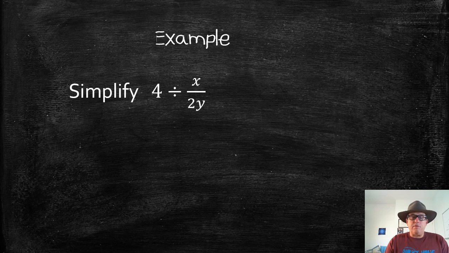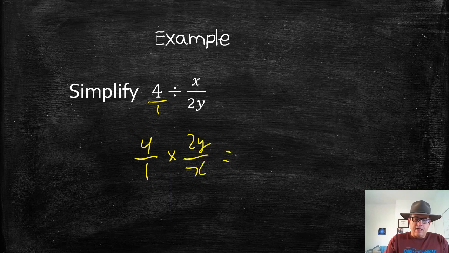Okay, another example. Remember, whole numbers are fractions, right? This is 4 over 1. So I have 4 over 1 times, flip the second fraction, 2y over x, and multiply this out, I get 8y over x.